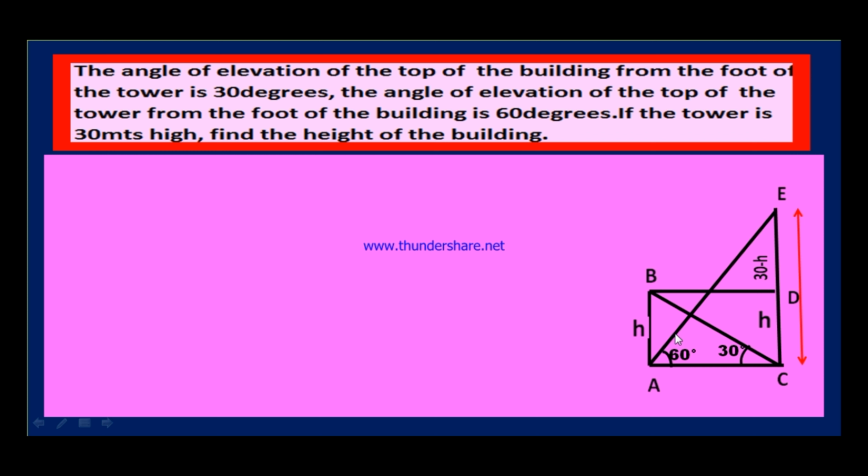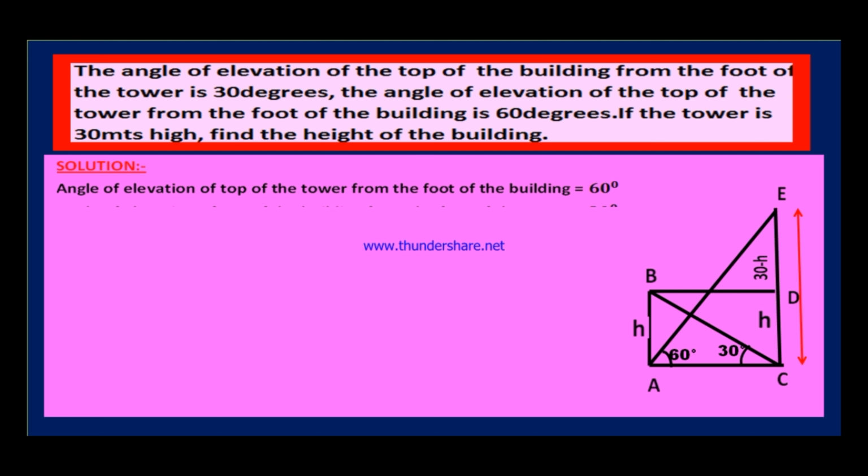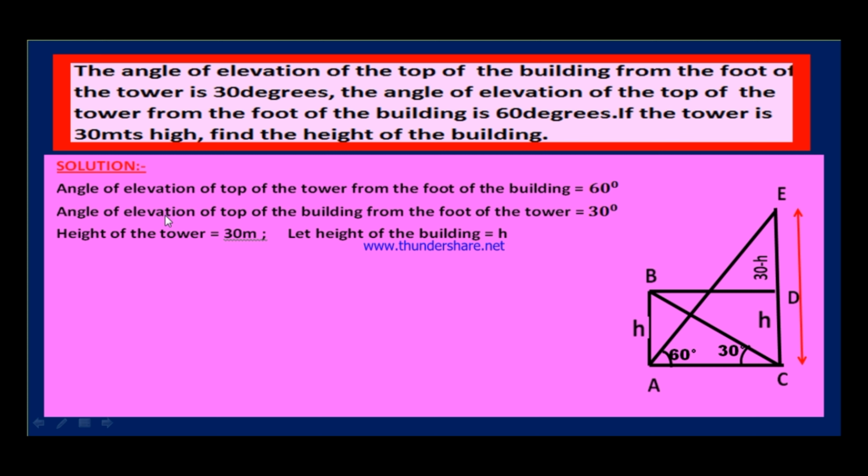The angle of elevation from the foot of the building to the top of the tower is 60 degrees. The angle of elevation from the foot of the tower to the top of the building is 30 degrees. Now let us find the H value. In order to find it, we have two right triangles, and let us consider both of them. Here is the solution. The total height of the tower is 30 meters. Let us assume that the height of the building is H meters.